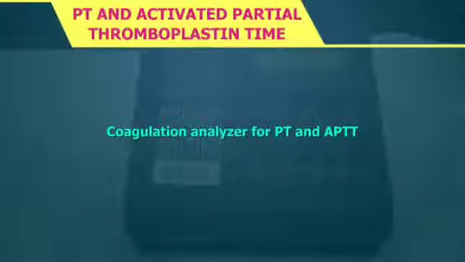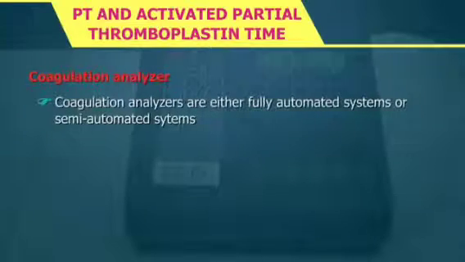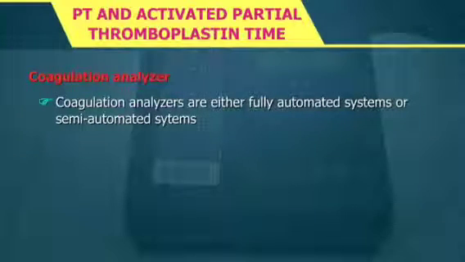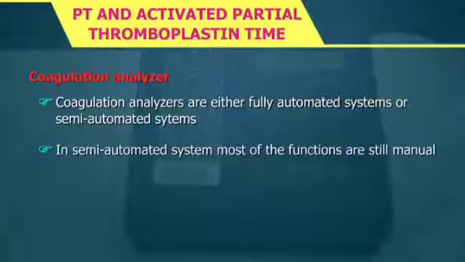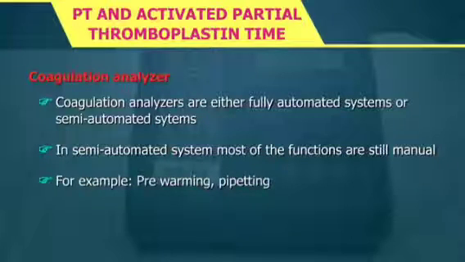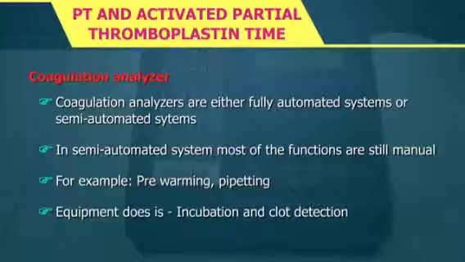Using a coagulation analyzer for PT and APTT. Coagulation analyzers are either fully automated systems or semi-automated systems. In semi-automated systems, most of the functions are still manual, for example, pre-warming, pipetting, etc. All the equipment does is incubation and clot detection.